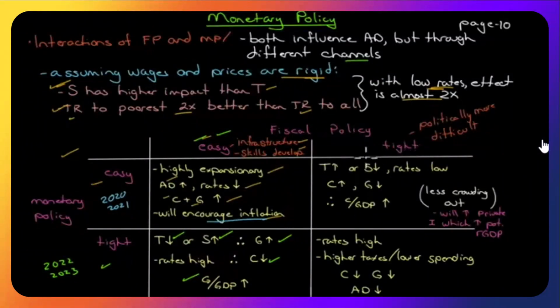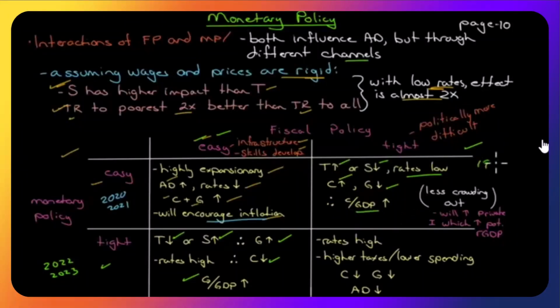Let's move on to easy monetary policy and tight fiscal policy. Tax rates are increasing or spending is reducing. Rates are kept low, so consumption from households is increasing. Your government spending is decreasing, so the ratio of consumption to GDP is increasing.